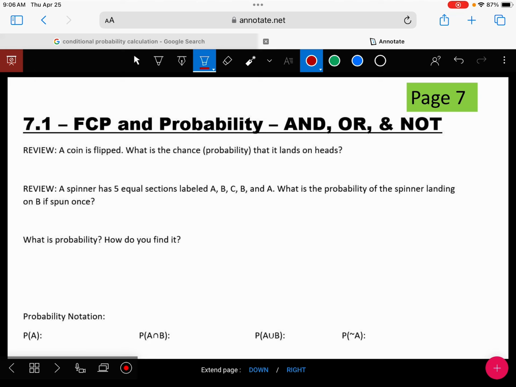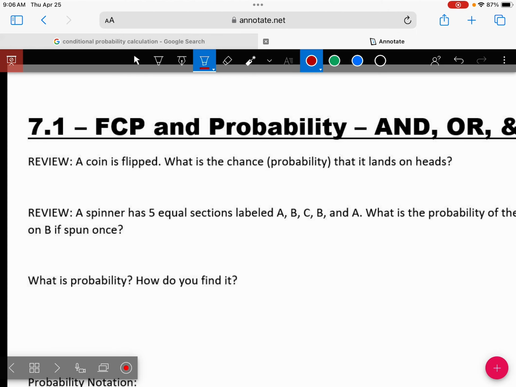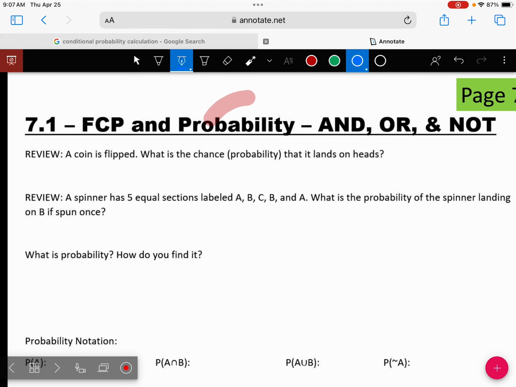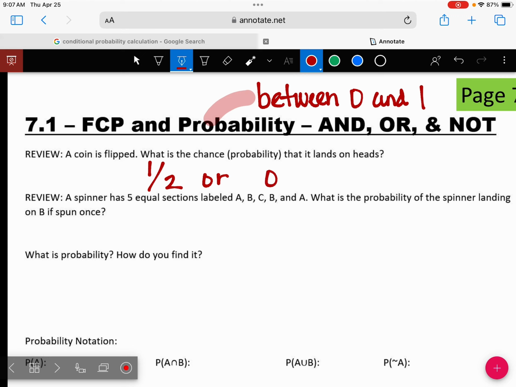It's 50-50, right? But for probability, it has to be written as a fraction or a decimal. So we can't say 50-50. Probability is always between 0 and 1. So the probability that you flip a coin and it lands on heads would be 1 out of 2, or you could say 0.5 or 0.50. That's the probability.